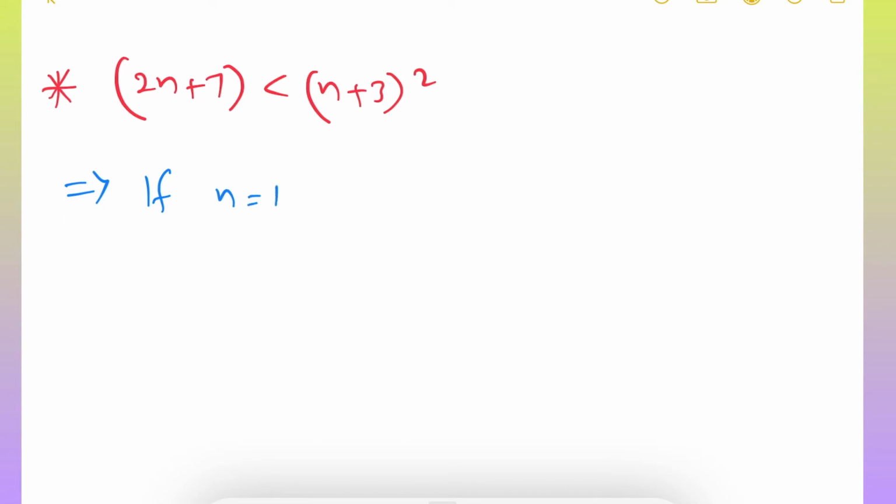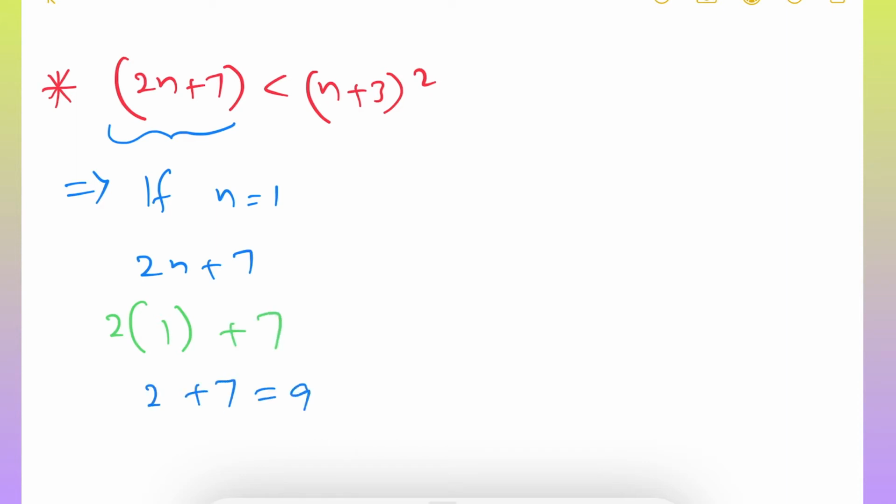If n equals to 1, the left side part I am taking, that is 2n plus 7. In the place of n, substituting 1. So 2 into 1 plus 7. 2 into 1 is 2, plus 7, that is nothing but 9.